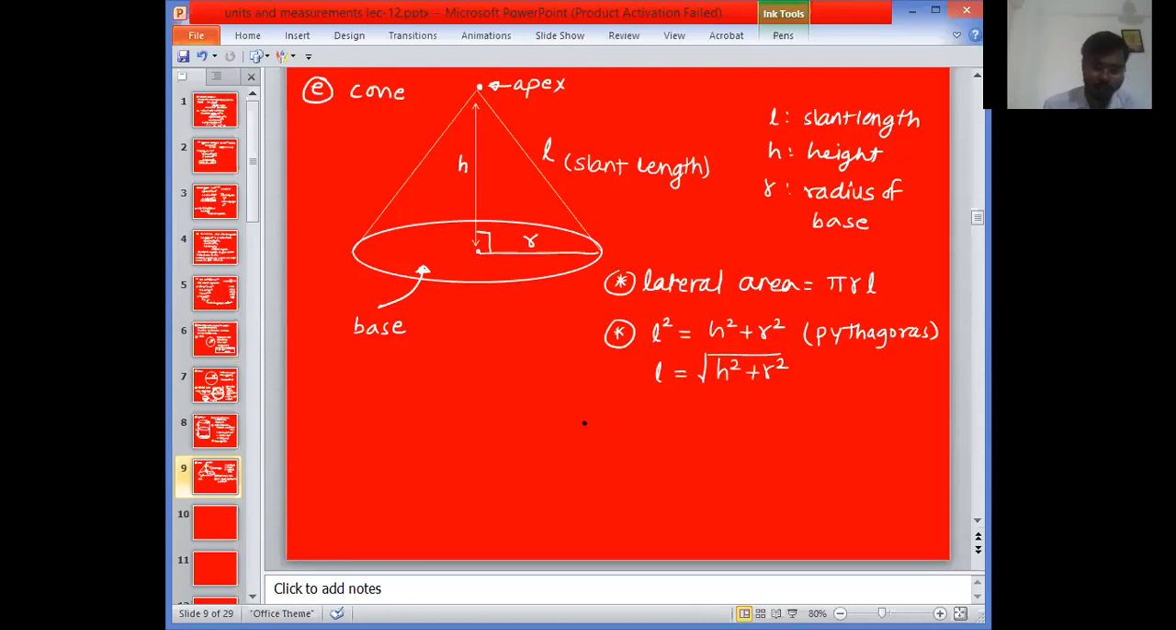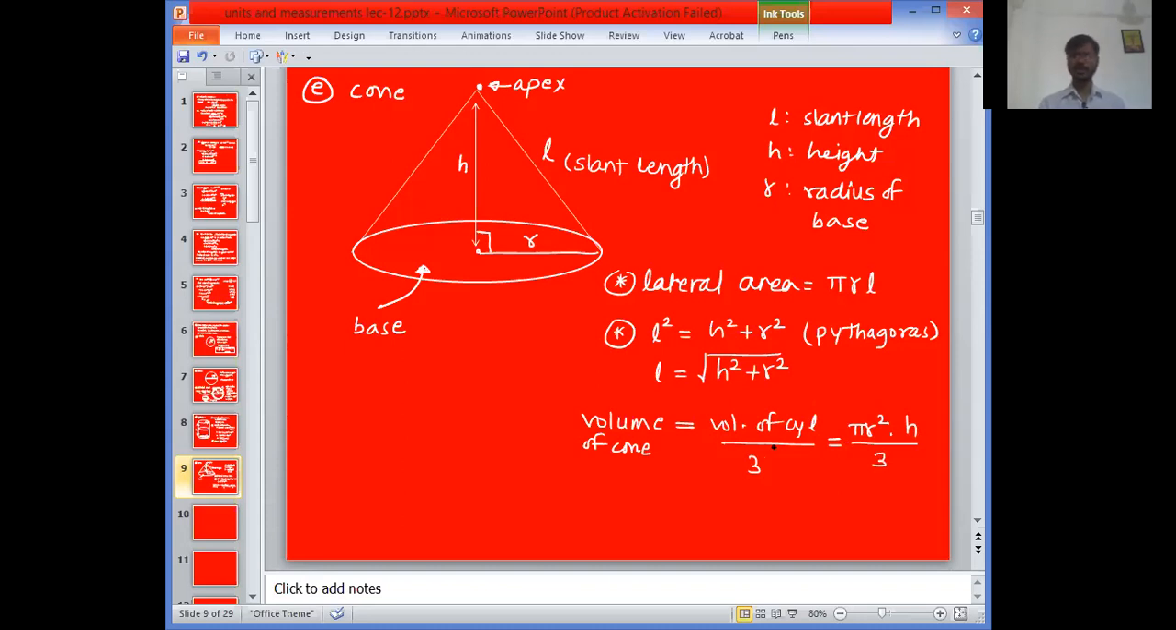And now the volume of the cone. Volume of cone is volume of cylinder upon 3. What is the volume of cylinder? Area of base into height h. What is area of base? Pi r square into height h. Divided by 3. These formulae we are not going to derive, but we are going to remember.